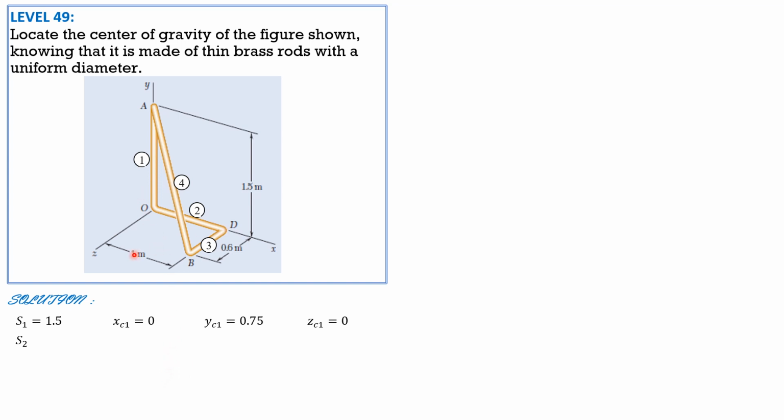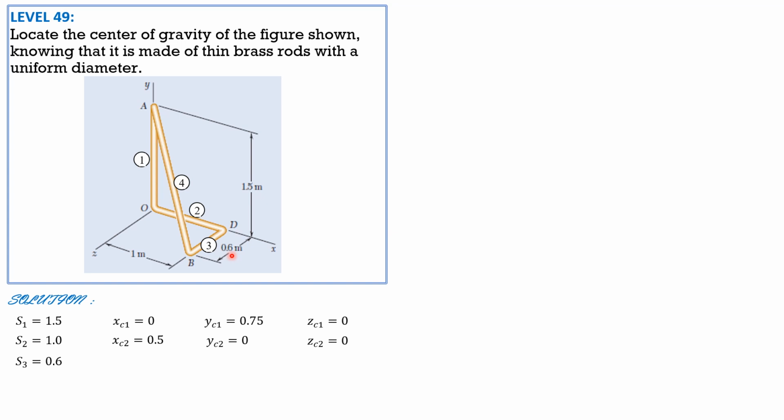S2 is 1. So x sub c2 is, of course, the centroid is here. Half of 1 is 0.5. Then it lies on the XZ plane, so y sub c2 is 0, and z sub c2 is also 0. Then S3, 0.6 length.